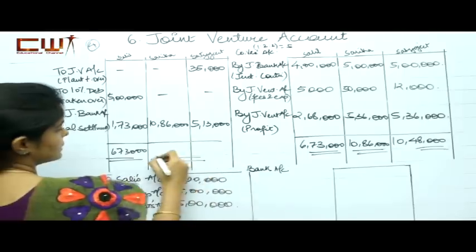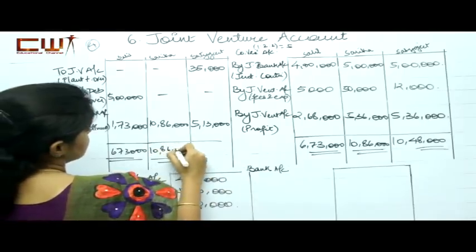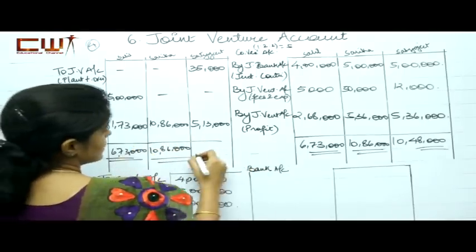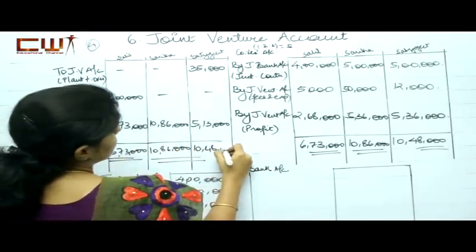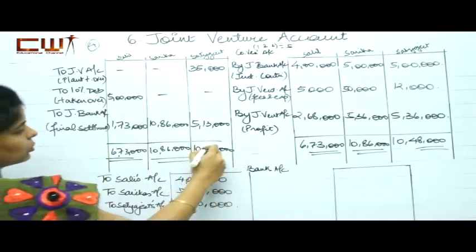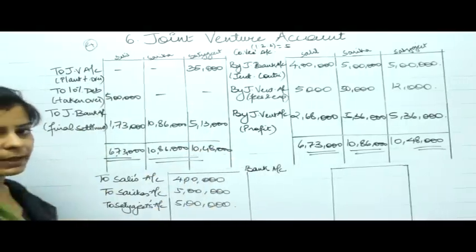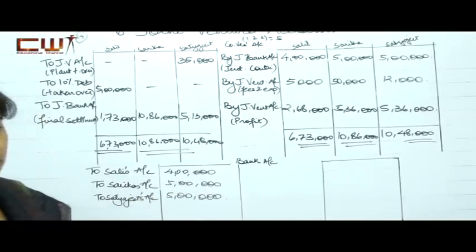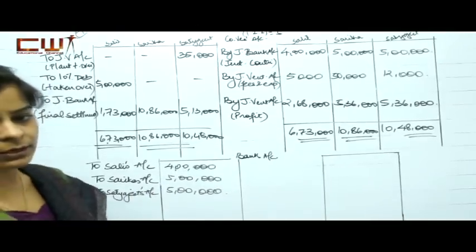6,73,000. Next, 10,86,000. Next, 10,48,000. So this account is closed, right? Next, come to the bank account. You have written the initial contribution, then you write the contract price also.